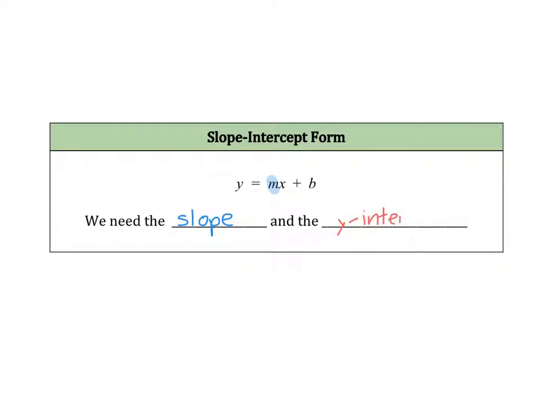The second thing we need is the y-intercept. So remember, that's where your line crosses the y-axis, and this value is represented by b. So if you can find these two things, all you need to do is substitute them for m and b, and then you have an equation.